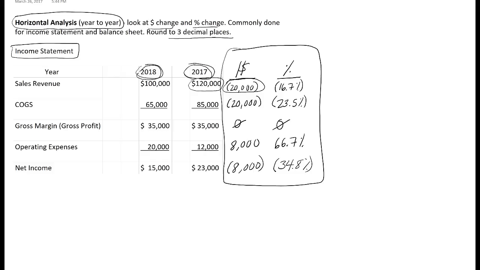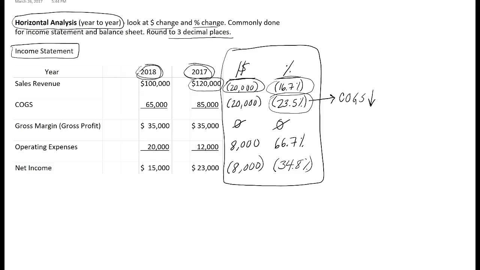Okay, let's look at some of the conclusions from our horizontal analysis. Well, we know that year to year, things don't look as good. Our sales have dropped, our net income has dropped. The one bright spot, though, is our cost of goods sold. We know that cost of goods sold has dropped, which makes sense because sales has dropped, but cost of goods sold has dropped by 23.5%, which is more than the drop in sales.